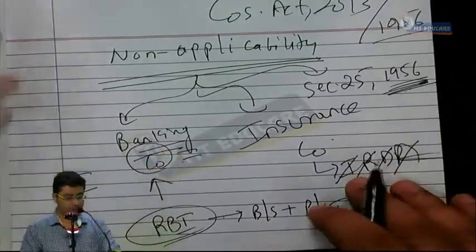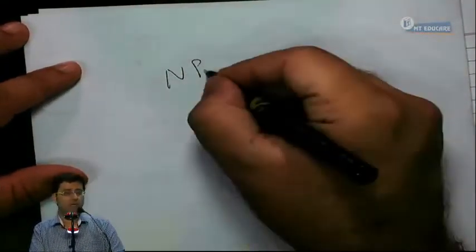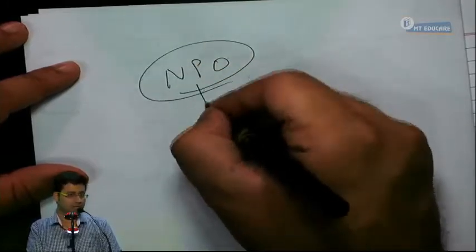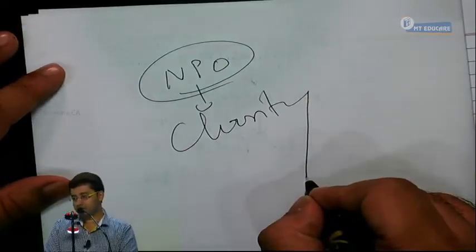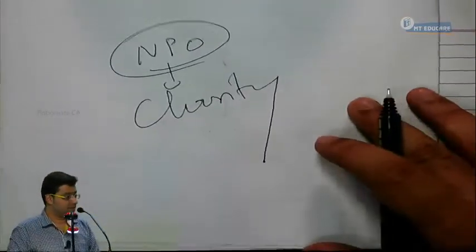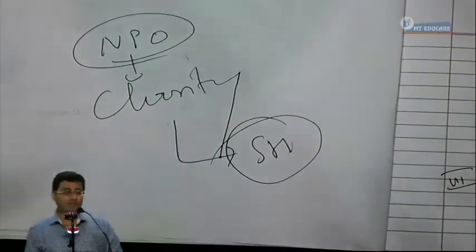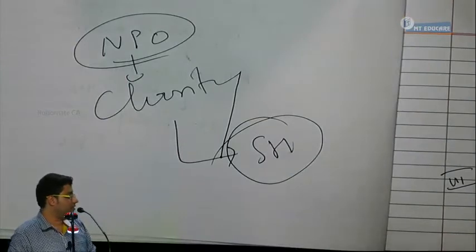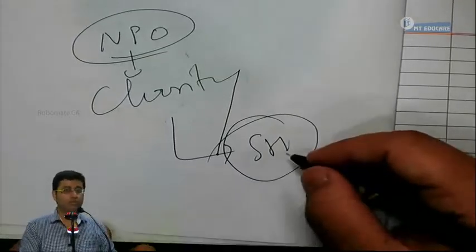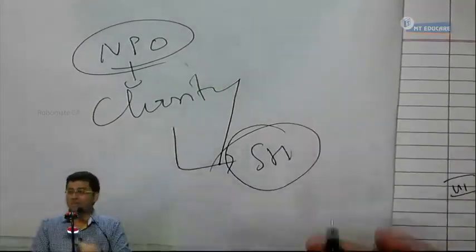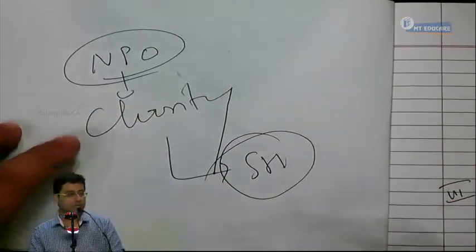Section 25 companies. Sir, what do you mean by Section 25 companies? They are actually called non-profit organizations. Their business is more of a charity business. The shareholder who is investing in a non-profit organization knows that he is going to get nothing in return. So the shareholder does not anticipate any dividends from such a company.